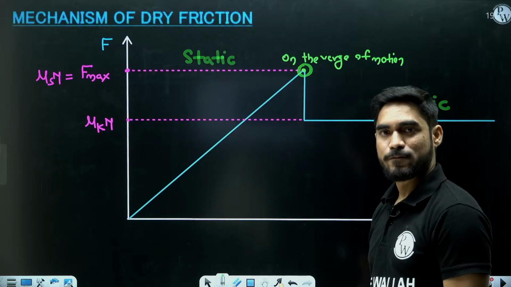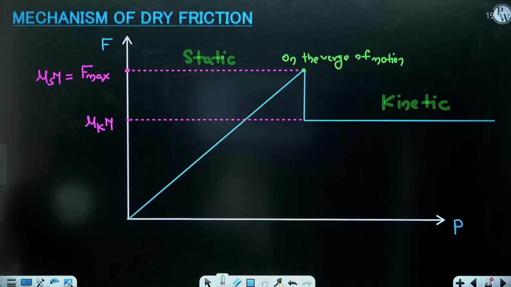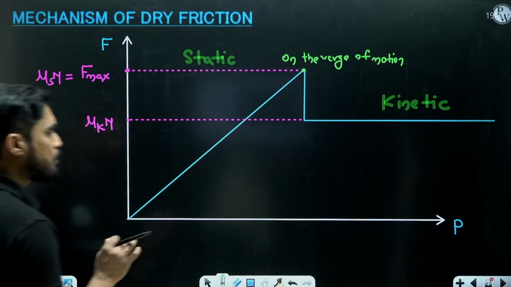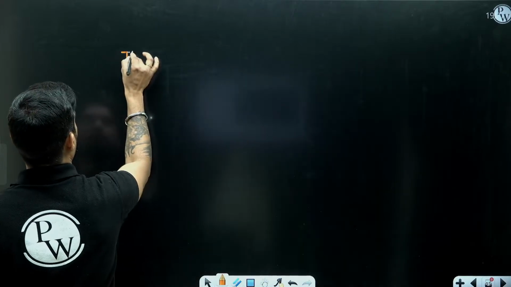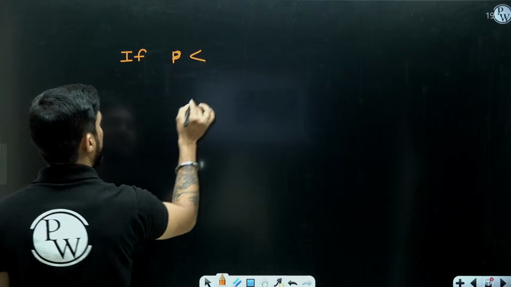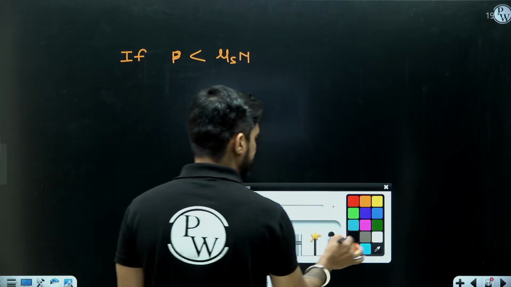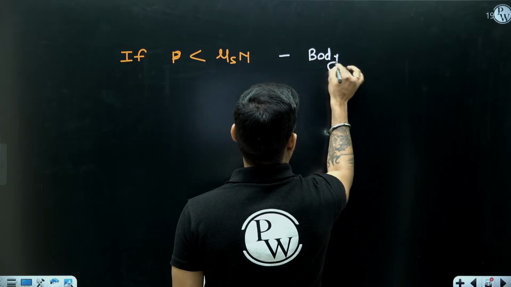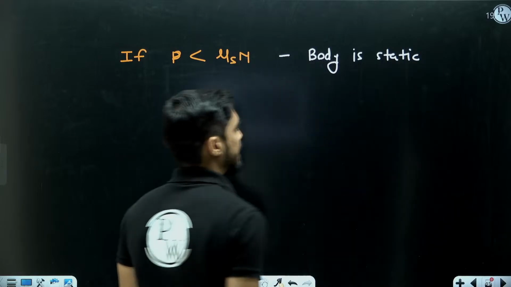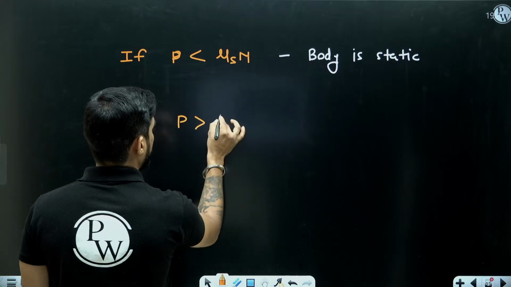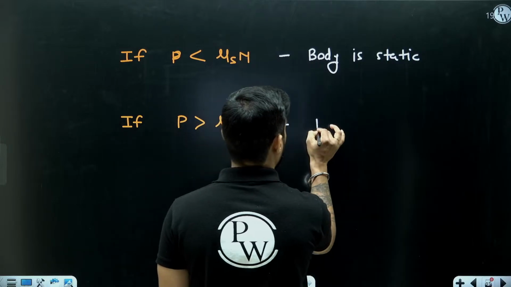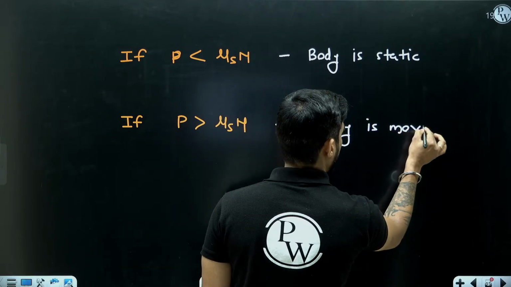Limiting friction. So what is limiting friction? It is the maximum possible value of friction force between two dry surfaces. Its value is given by mu s into N. If the force P is less than mu s into N, the body is static. And if P is greater than mu s into N, the body is moving.